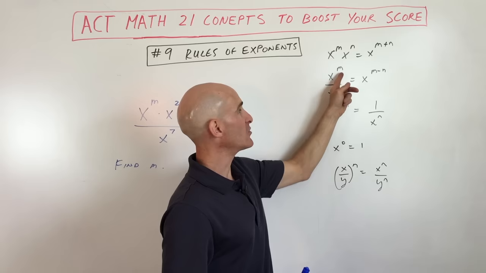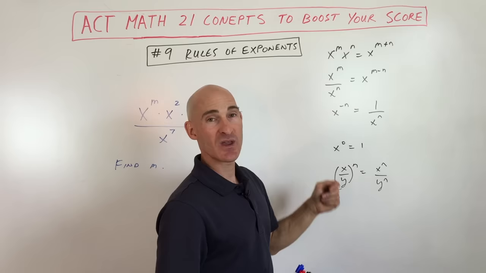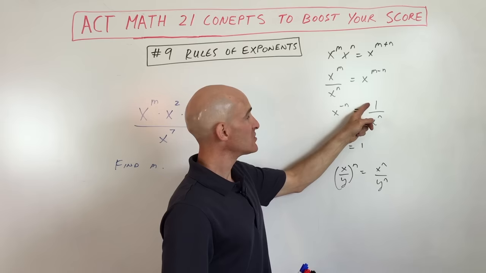You take the numerator's power minus the denominator's power, and you keep the base as it is. When you have something raised to a negative exponent, that negative exponent doesn't make the number negative. It just tells you to take the reciprocal. So you can write this as 1 over x to the positive n power. Anything to the 0 power is 1.